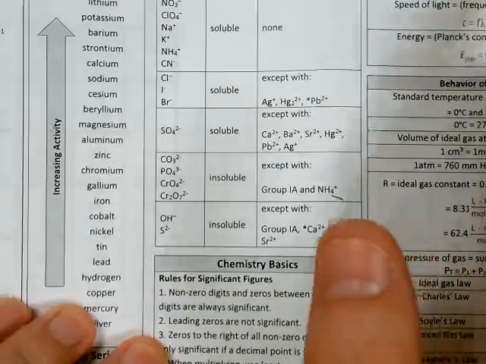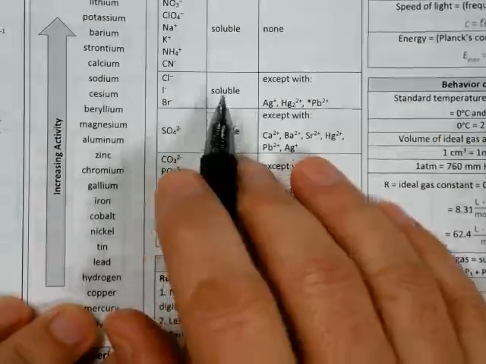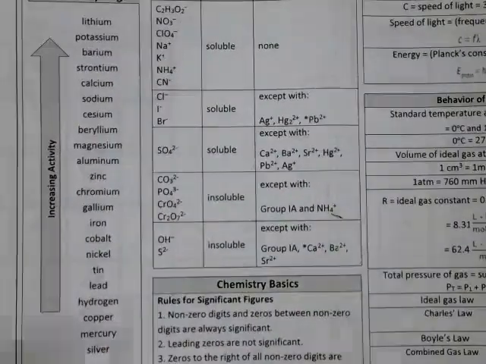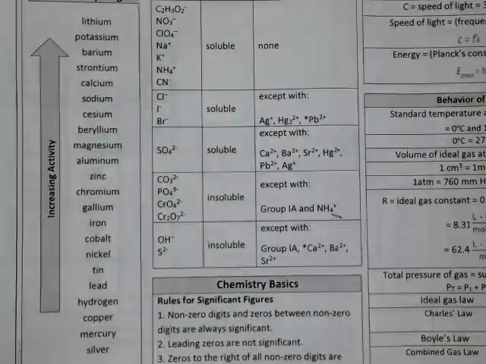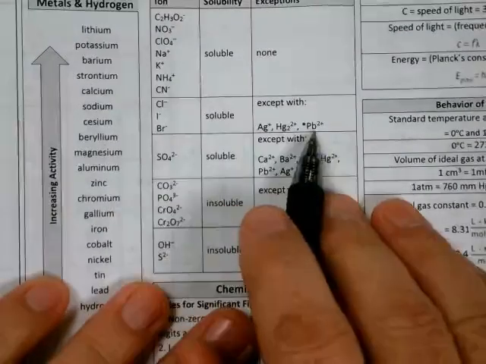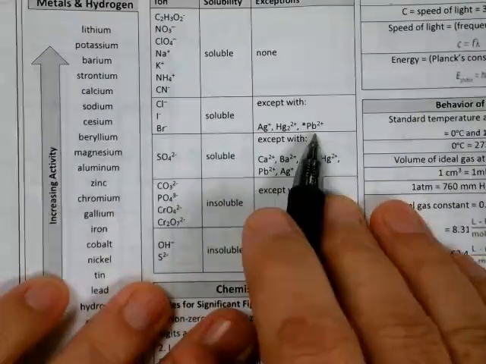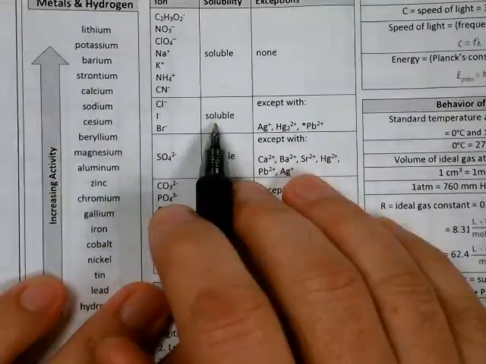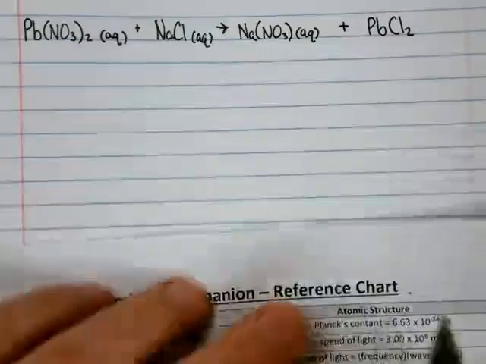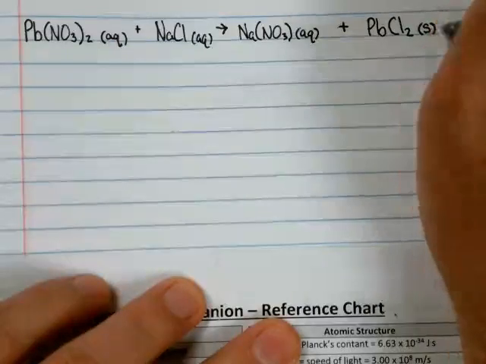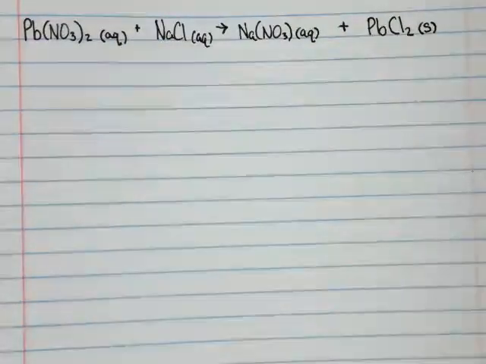It says except with lead. So there's 2 things here. Number one, you can have 2 aqueous products. That means that what we would say is no reaction. But in this case, lead is the exception. So lead chloride is not soluble, it's insoluble. So if it's insoluble, what state of matter would that be? Solid. That just means that it was a precipitation reaction.